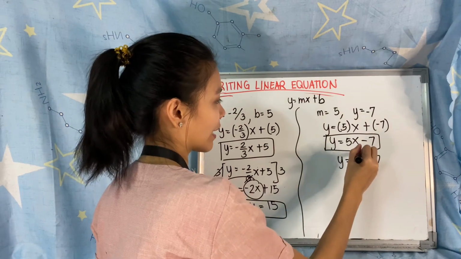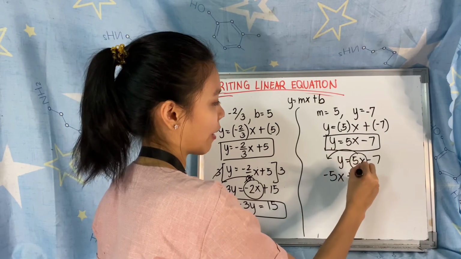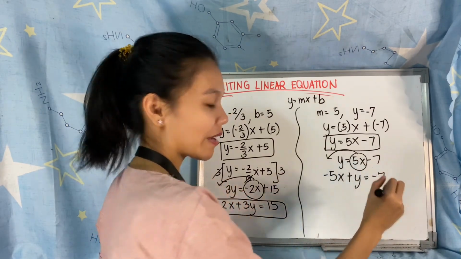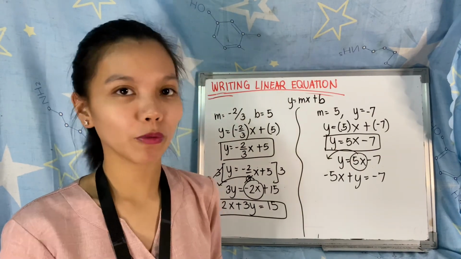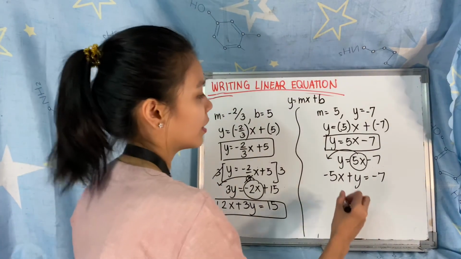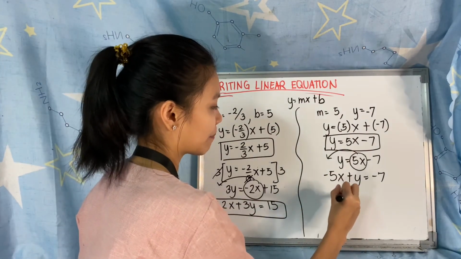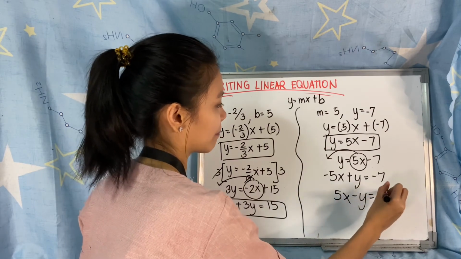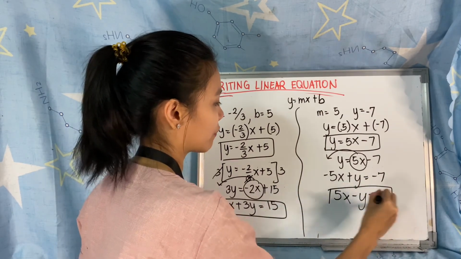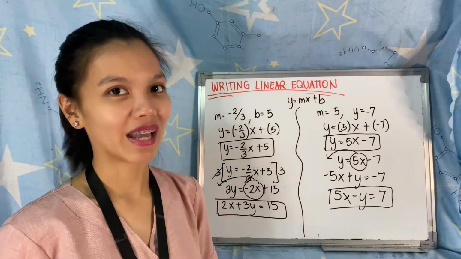I-transpose lang si 5x sa ating left side. We have negative 5x plus y is equal to negative 7. So, dahil negative yung value ng x natin, we're going to multiply it by negative 1. So, pwedeng i-change all the signs na lang. So, negative magiging positive, positive magiging negative, negative magiging positive. Therefore, the standard form is 5x minus y is equal to 7.